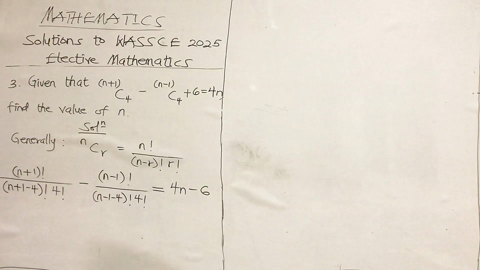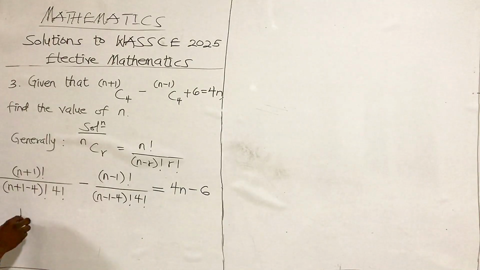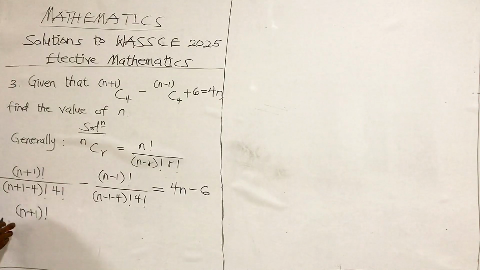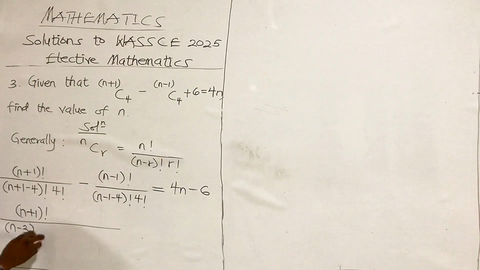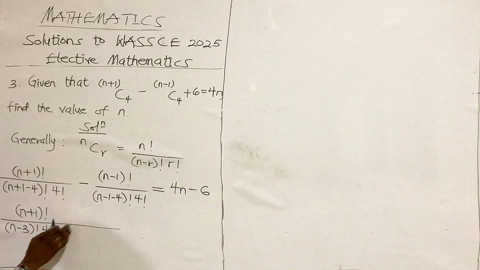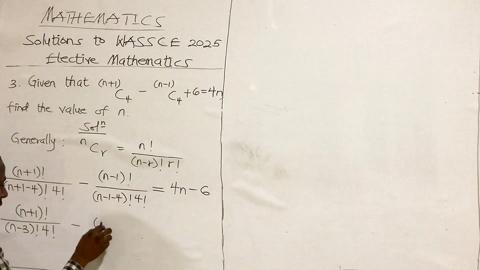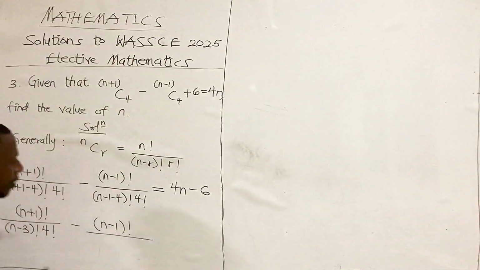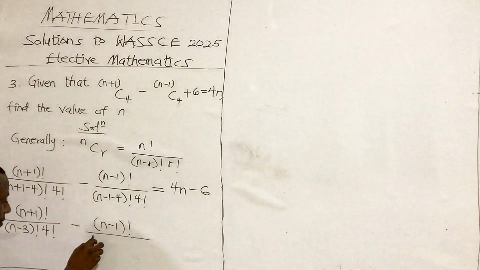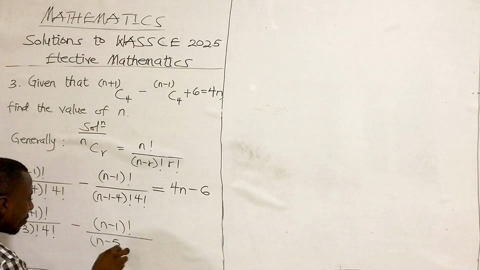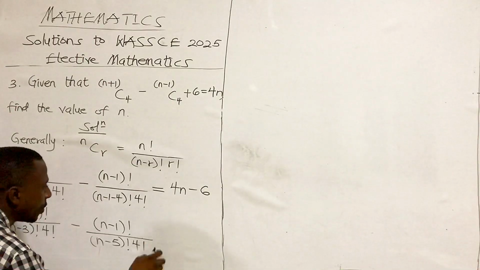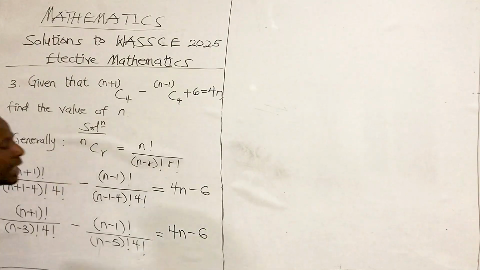So in here, we are still going to simplify them. So we still have n plus 1 factorial all over n plus 1 minus 4, we are going to get n minus 3 factorial, then 4 factorial, minus n minus 1 factorial all over n minus 1 minus 4, we are getting n minus 5 factorial, 4 factorial, is equal to 4n minus 6. So now we are moving on.